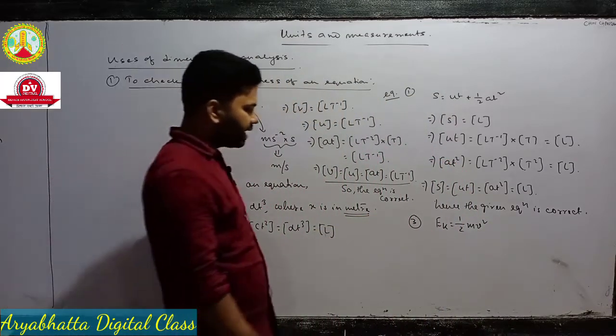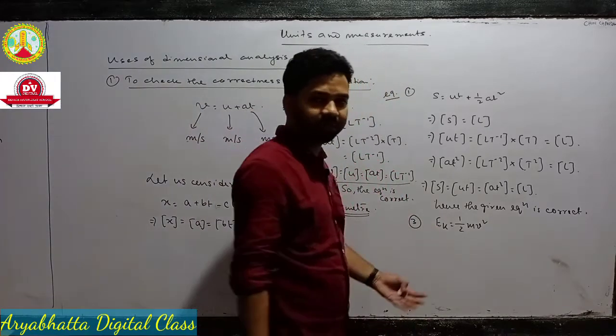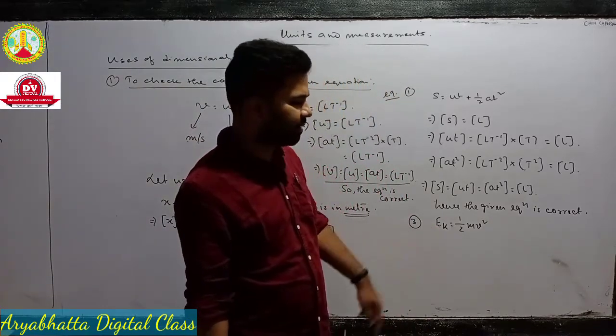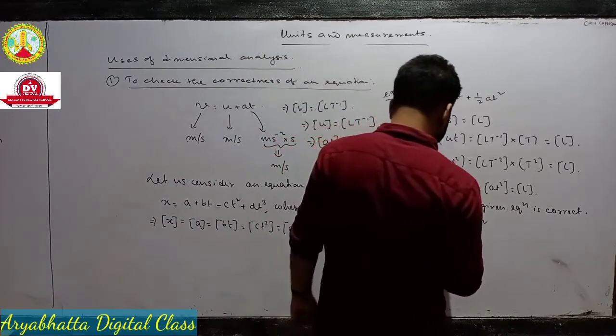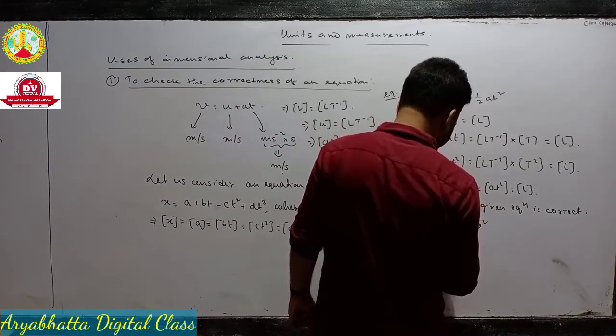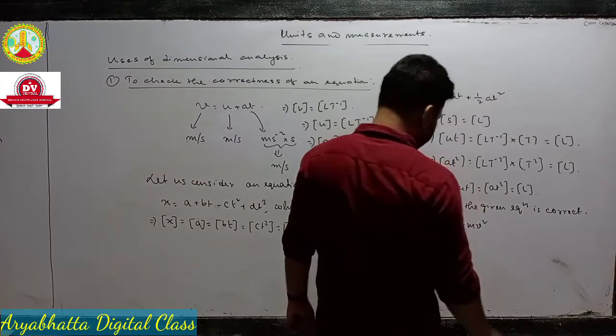देखो एनर्जी का इक्वेशन क्या है? एनर्जी इज नथिंग बट वर्क डन, एंड वर्क डन इज व्हाट? ML² T^-2, M L to the power 2 T to the power minus 2. So EK, what is EK? EK means kinetic energy.